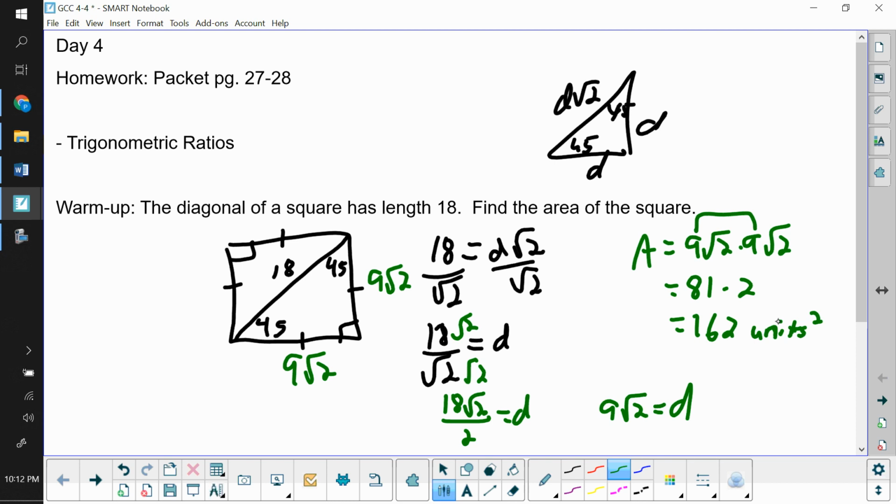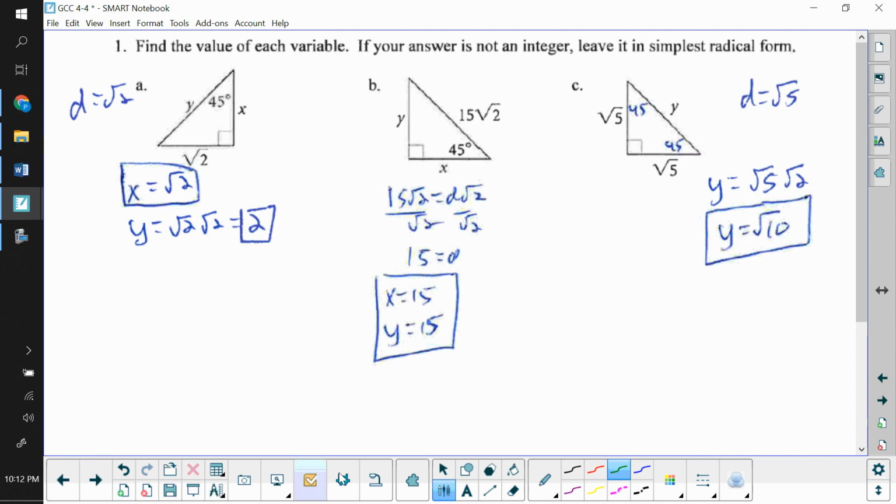If they had given us centimeters, we would say centimeters squared, inches, inches squared, and so on. They didn't give us that, so we would say units squared for the area. So you can stick your warm-up away. We'll flip over to the homework.